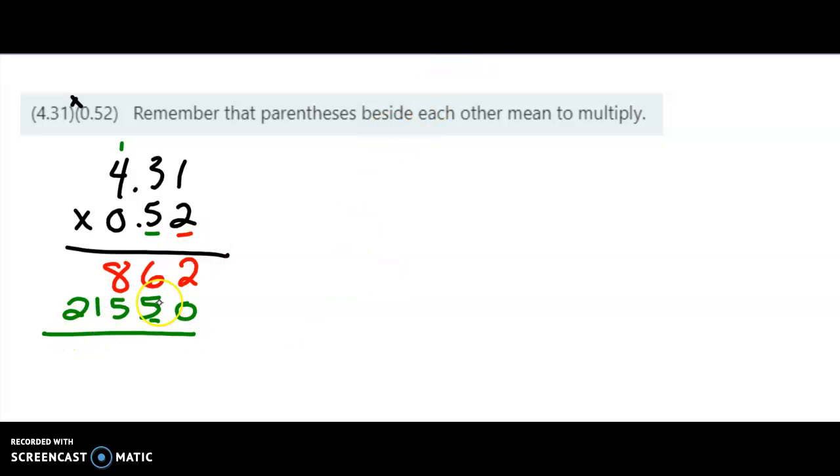Now we're going to add. 2, 11, 8, and 1 is 9. 9 plus 5 is 14, carry my 1. 1 and 1 makes 2, and 2.